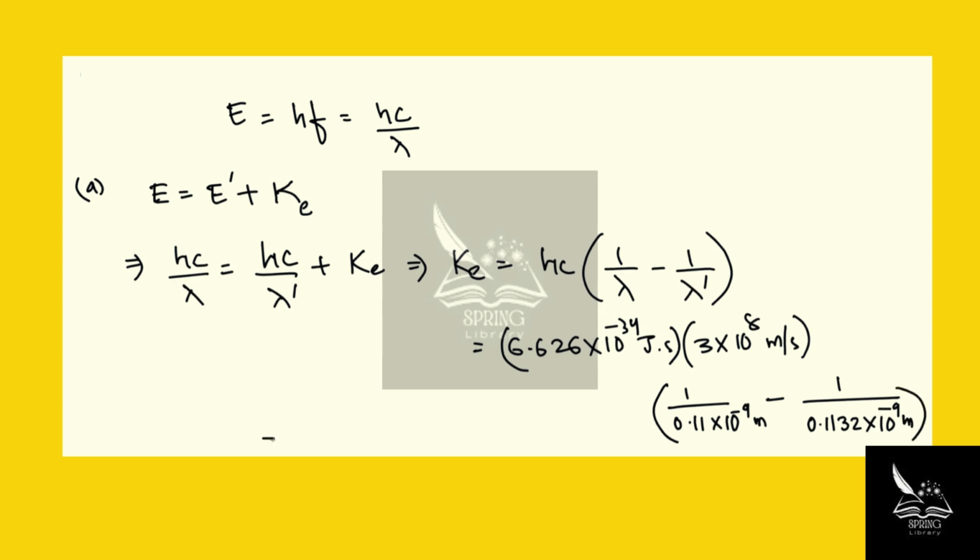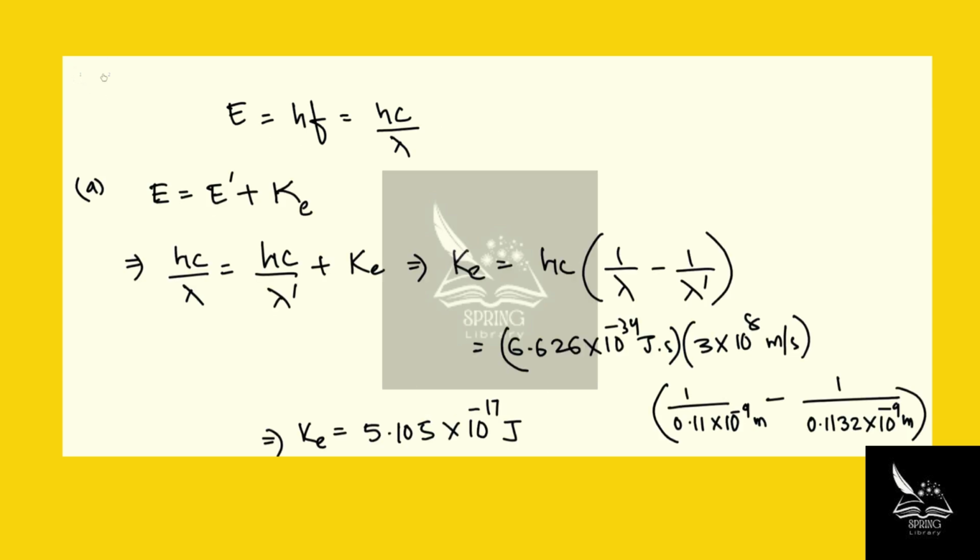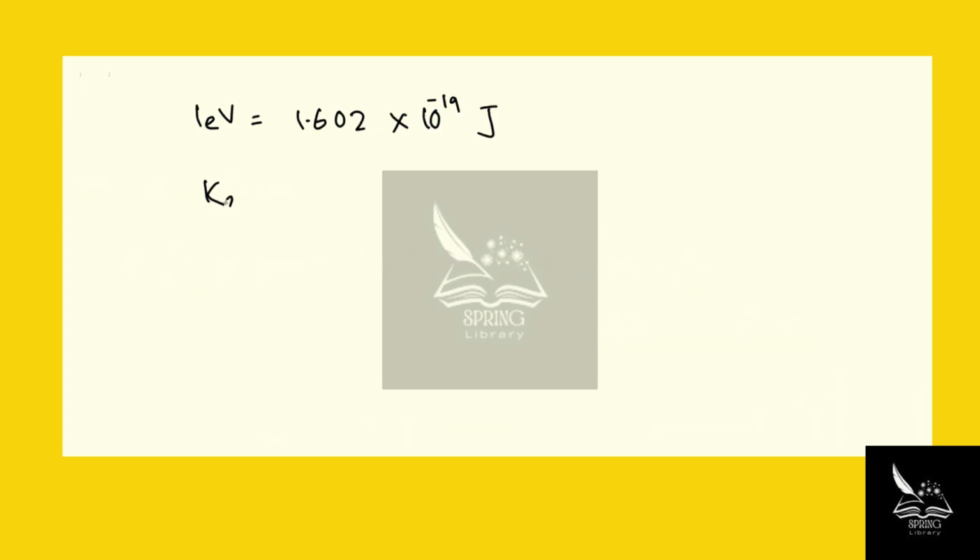So now we solve this equation and find Ke to be 5.105 times 10 to the power minus 17 joules. And if you want this energy in units of electron volts, we know that 1 electron volt is the charge of an electron in joules. So we can divide by this conversion factor and find Ke.